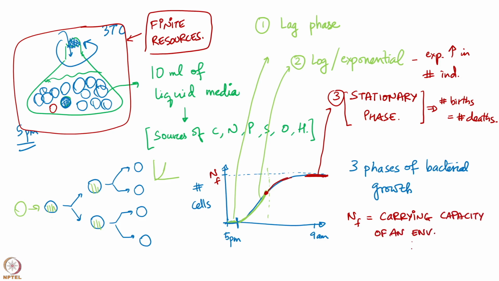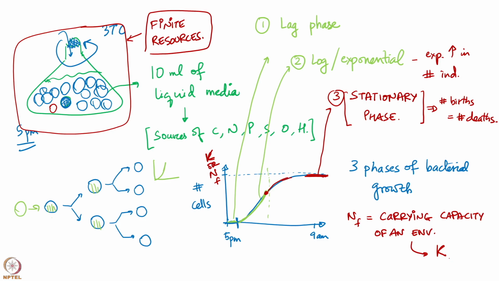Typically in literature, the variable that you would see used for carrying capacity is K. So, this is K or NF as we described it, which just means that in these environmental conditions, with this particular species of E. coli, if you were to grow this at 37 degrees Celsius, it cannot support more than K number of individuals, and that is what the population moves towards.